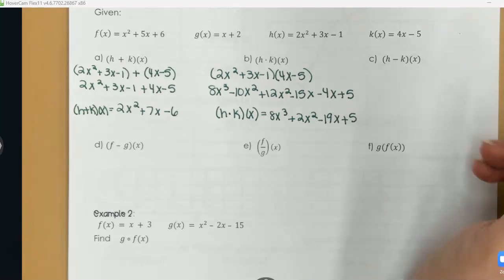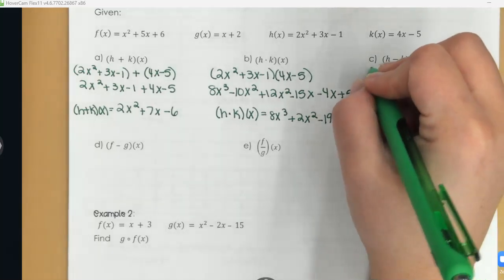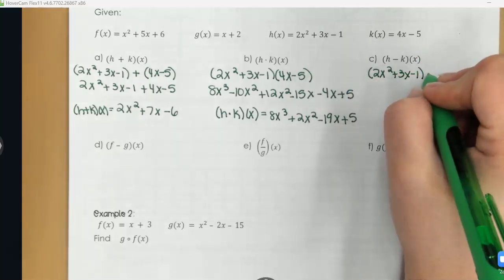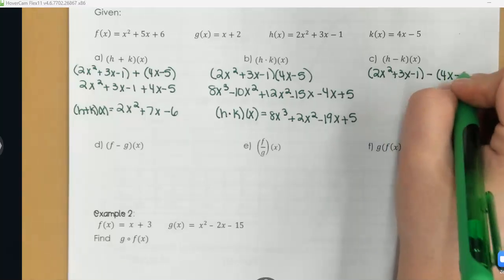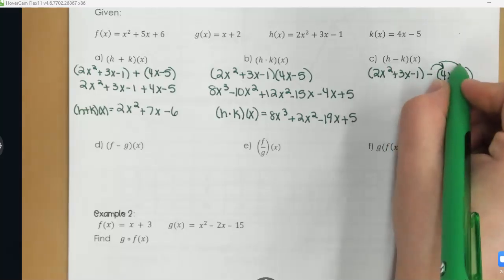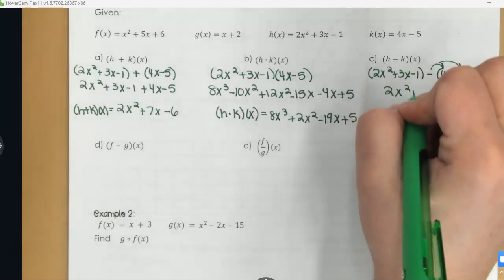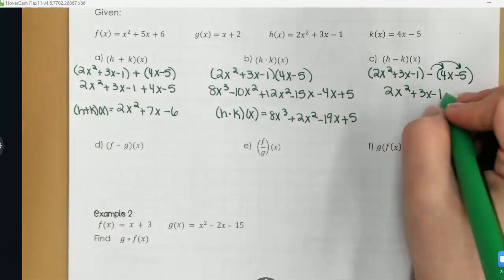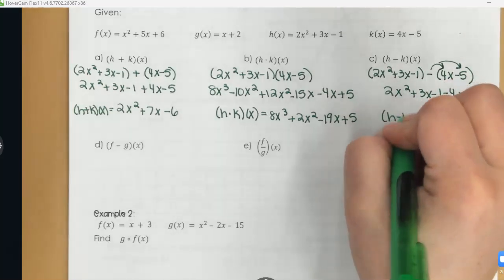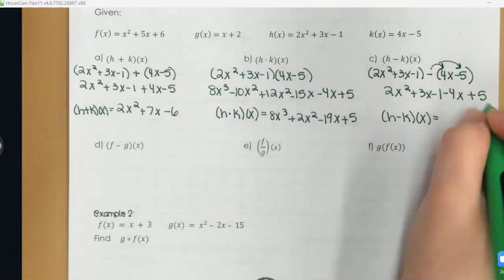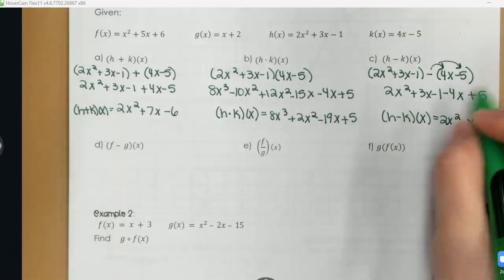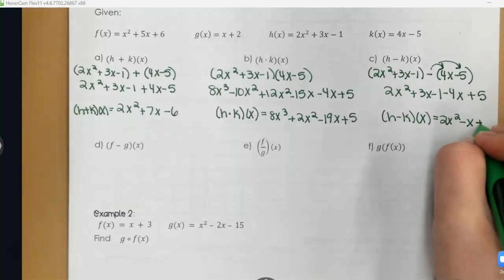h minus k of x tells me to subtract. So I'm going to take h of x again, 2x squared plus 3x minus 1, and I'm going to subtract k of x, which is 4x minus 5. So what this is going to require me to do is distribute that negative before I can combine any like terms, so that becomes minus 4x and plus 5. So our h minus k of x, once I combine everything, will be 2x squared. 3x minus 4x is negative x. Negative 1 plus 5 is positive 4.